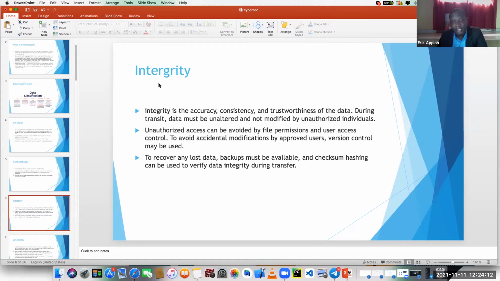Unauthorized access can be avoided by file permissions, that is, putting permissions in place for specific users, and user control. User control is very important because you wouldn't want users who are not authorized to modify files and all that.